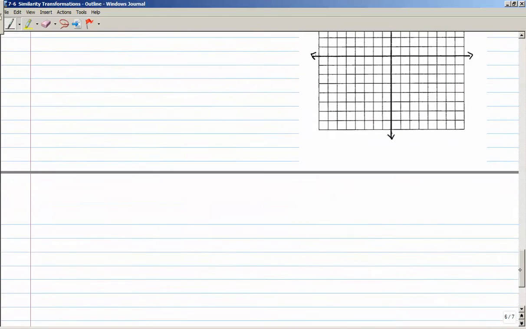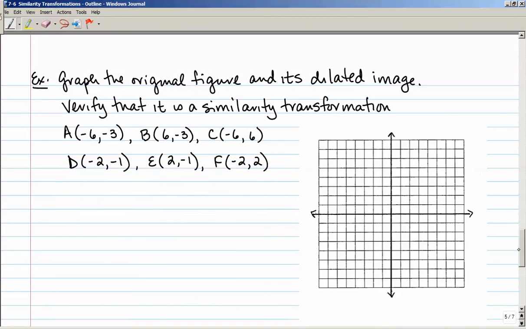And our last, yes, this is our last example here, says to graph the original figure and its dilated image, and then verify that it is a similarity transformation. So let's go ahead and graph triangle ABC. So -6, -3, 6, -3, 2, 4, 6, -3, and -6, 6. Okay, so there's A, B, and C.